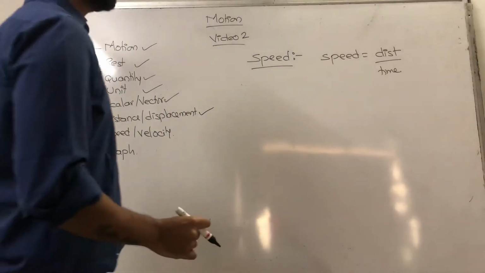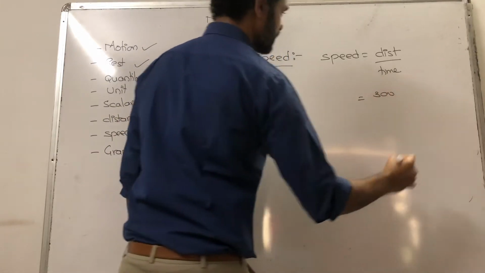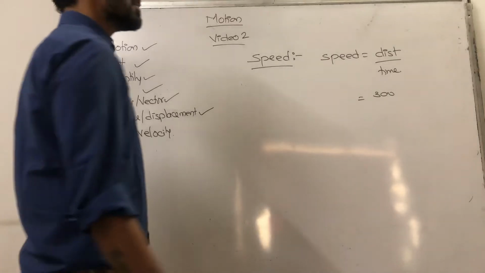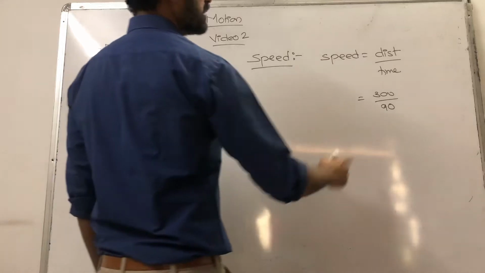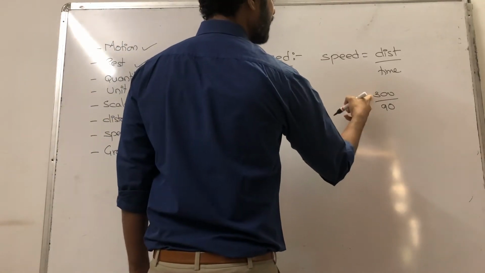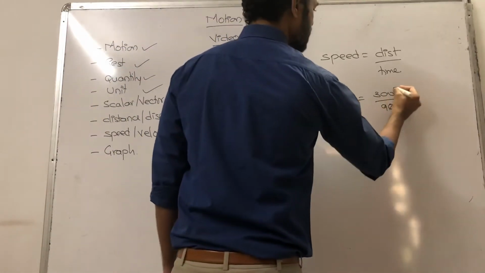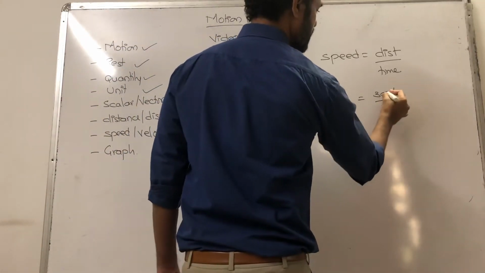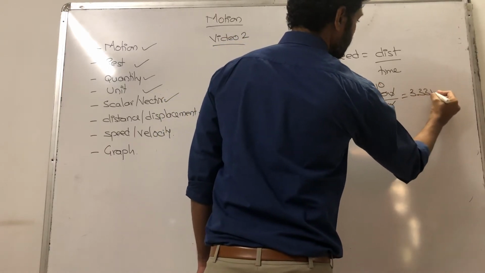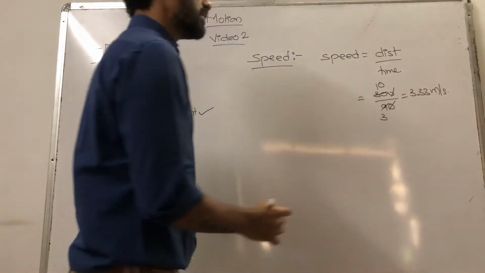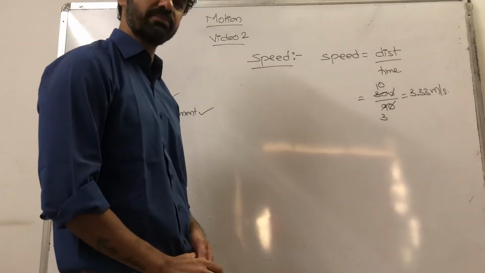Let's say you run 300 meters in 90 seconds, suppose. So what is your speed? Now 300 is the distance traveled. To travel 300 meters, the time that you took was 90 seconds. So your speed is 300 by 90, which is 10 by 3, that is 3.33 meters per second. That is, you are running at a speed of 3.33 meters every second.